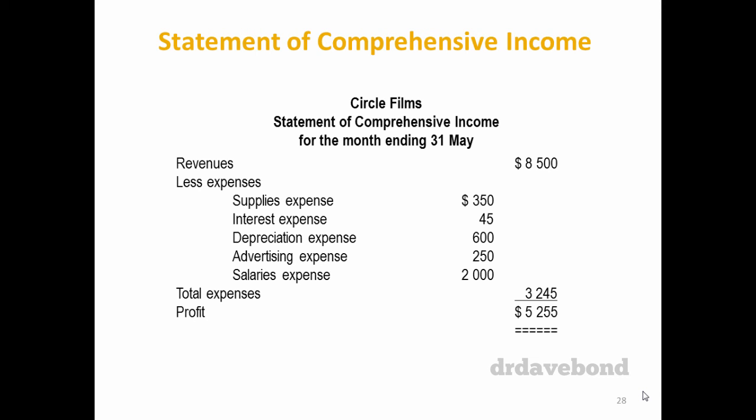Why is this important? What happens if management needed that number to be 5,300, not 5,255? They can't really change the stock expense. That's what it is. They could just change depreciation to $500. They just change the estimate a little bit. Make that 500. Make that 3,145. Make that 5,355. They have not changed anything real. They've just changed an estimate, which then changes profit, which has effects.